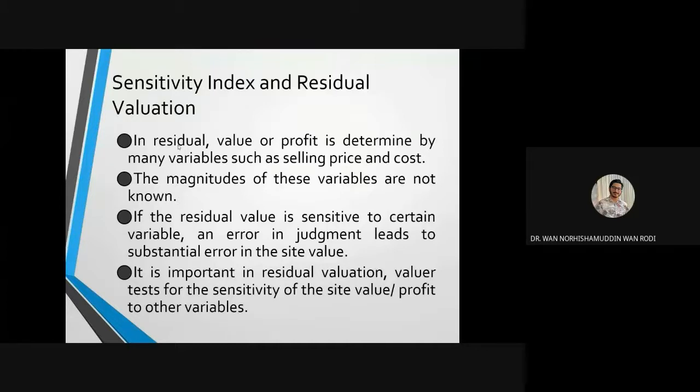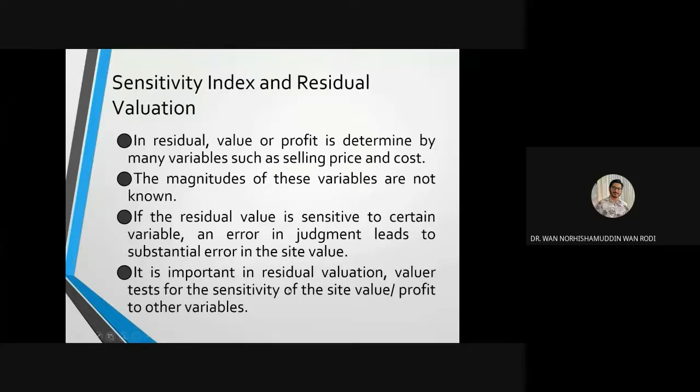So let's say if we are able to pinpoint the most sensitive variable, for example, land cost. So we need to make a very good analysis or accurate judgment on the figures itself. So we cannot simply make a likely consideration on the land costs. That's why you need to make a more detailed and thorough analysis to get the most accurate value for the land price or the land cost.